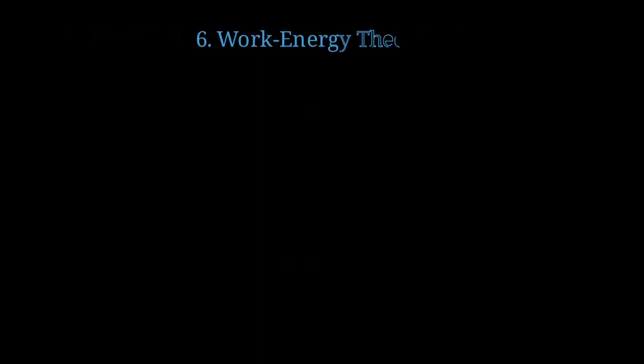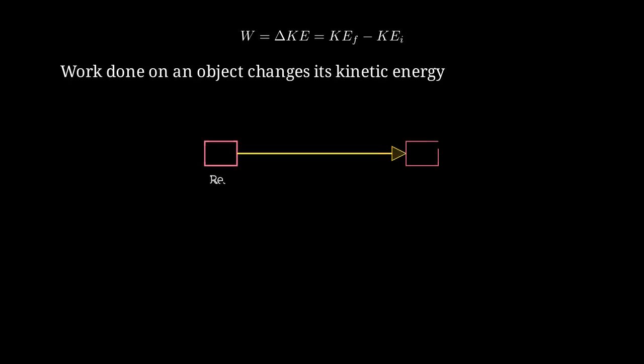The work energy theorem connects work and kinetic energy. The work done on an object equals the change in its kinetic energy, which is final kinetic energy minus initial kinetic energy. When work is done on an object, it directly changes the object's kinetic energy. A force does work on an object at rest, increasing its kinetic energy and causing it to move.